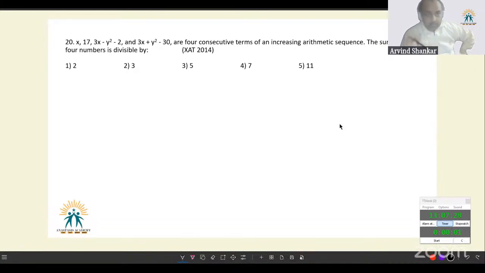x 17 and so on and so forth, four consecutive terms of an increasing arithmetic sequence.